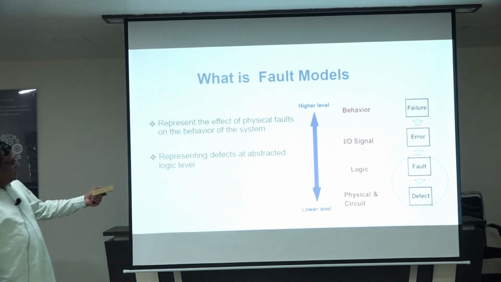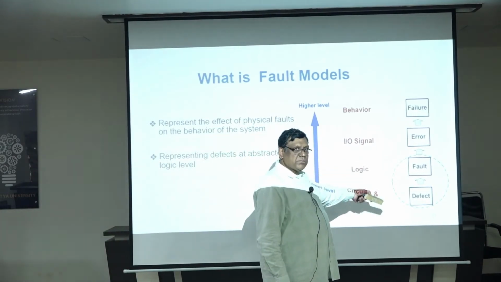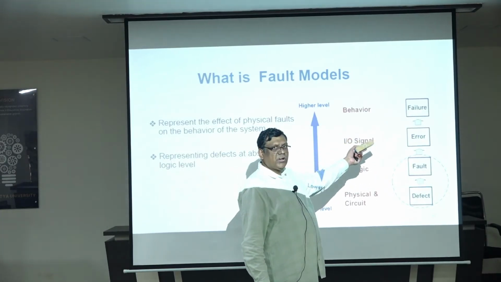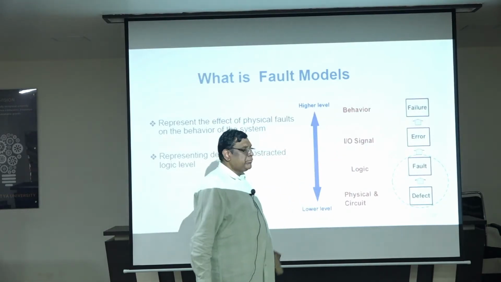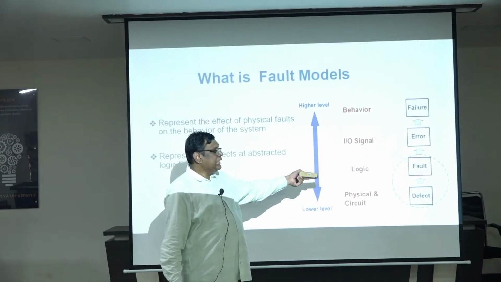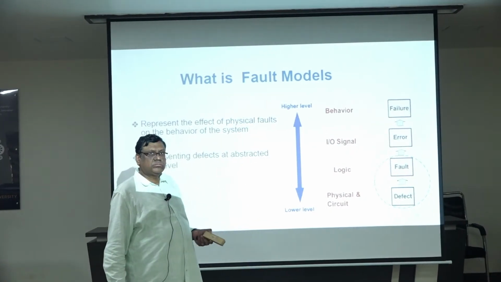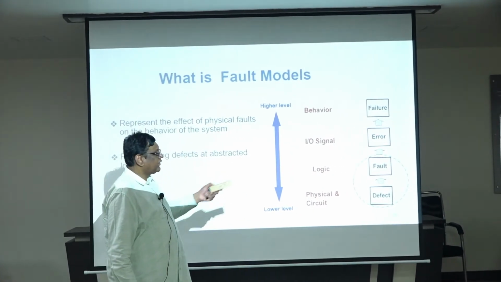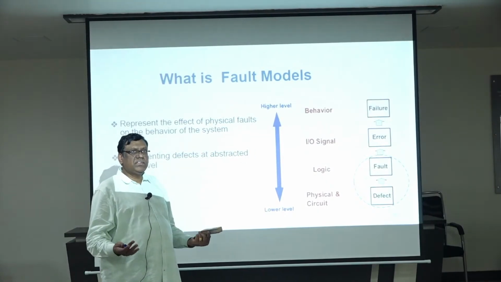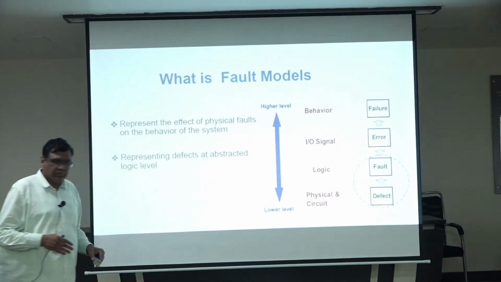Then this is one: it is actually the physical defect. Then it is a fault, the mathematical representation. Because of that, an error will happen, and because of the error, failure will happen. Physically it is a defect. Mathematically it is a fault. Signal-wise it is called an error. But functionally, behaviorally, it is a failure. That is just a replication of these abstraction levels.